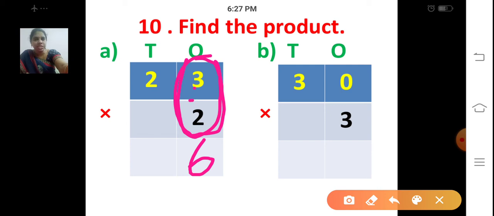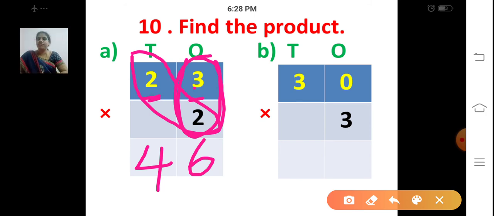What is the meaning? 3 is in the ones place. 3 ones into 2. So 3 into 2 is 6 ones. So 6 right in the ones place. Now what is the second step? Now we are going to multiply the digit at the tens place by this 2. 2 2s are. What is the meaning? 2 tens into 2. This is a tens place, right? 2 2s are 4 tens. So 4 in the tens place.